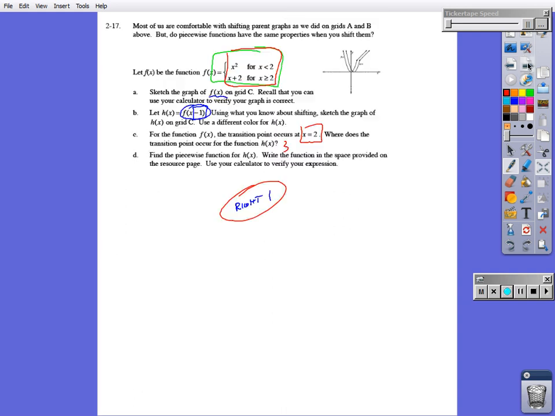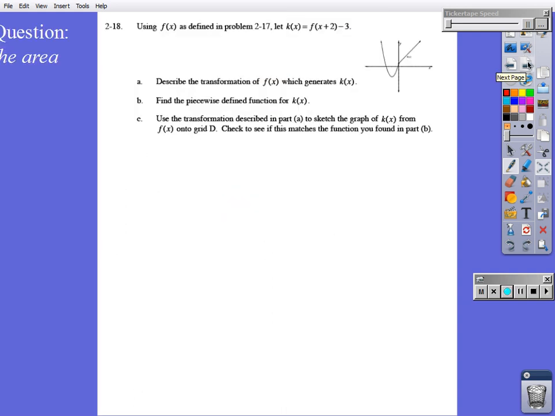So let's look here at problem D. It says using f of x from the original one, now we're going to define k, a new piecewise, which would be to the left 2 and down 3. So now we're going to take that original piecewise function f from the 2 problems ago, and we're going to move it left 2 down 3. Let's sketch that. And we're going to find the equation for it.